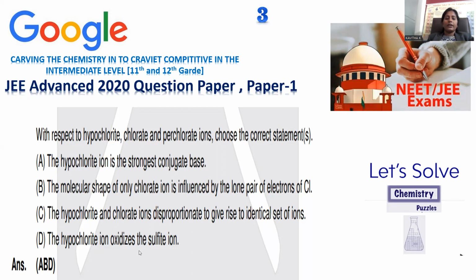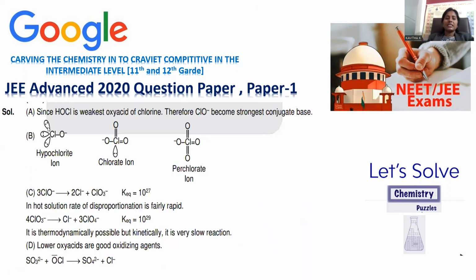The hypochlorite ion oxidizes the sulfite ion. So hypochlorite oxidizes sulfite ion is the correct answer only. We have to give the explanation for all these options, which are correct, which are wrong, why they are correct, why they are wrong. Let's see. HOCl is called the oxo acid of chlorine, and it is called hypochlorous acid. Whenever hypochlorous acid is considered, it is the weakest oxo acid of chlorine. It is the weakest acid.